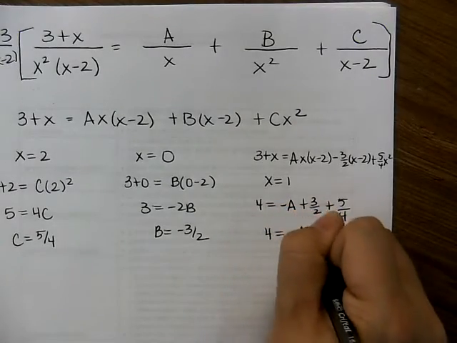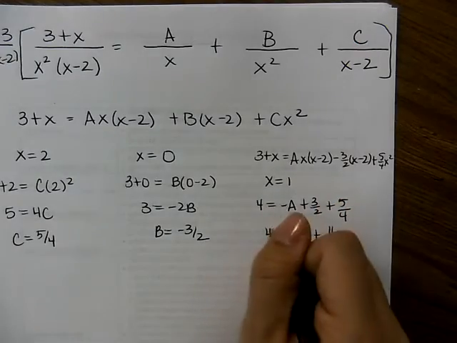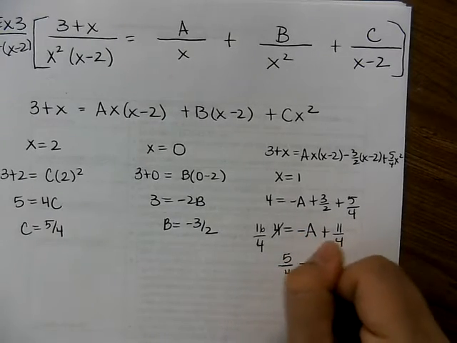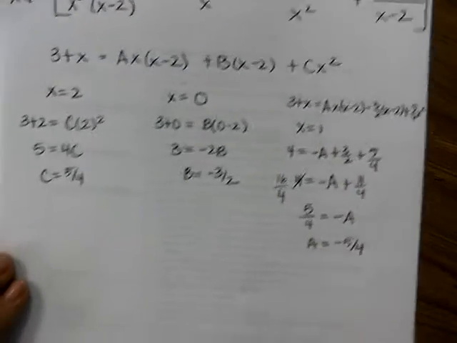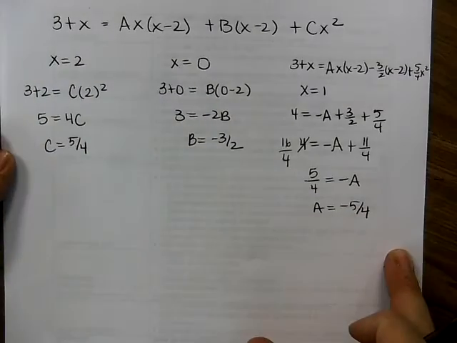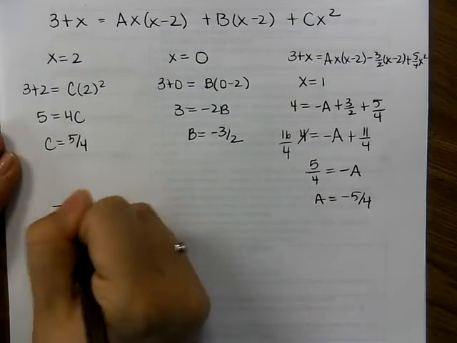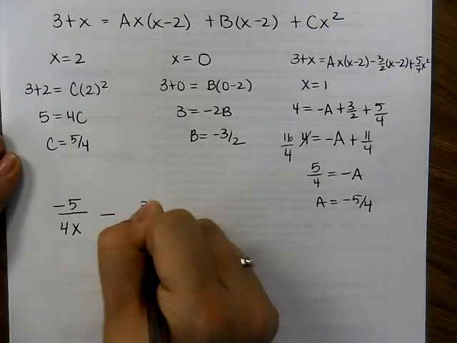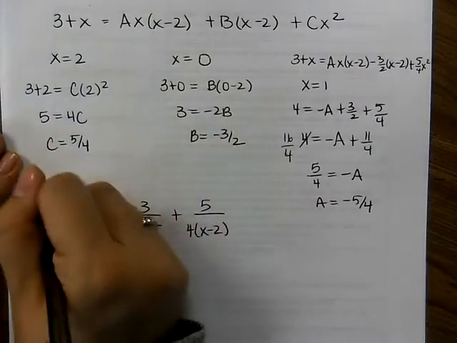So this simplifies to 3 halves is like 6/4, so plus 11/4. 4 is 16 over 4. If I subtract the 11 over 4, I get 5 over 4 equals negative A. So therefore, A equals negative 5/4. Did you get all that? Okay, so now we got to plug it in, right? And all of these denominators just go into the denominator. Okay? So my A is a negative 5 over 4x, minus 3 over 2x squared, plus 5 over 4 times the quantity x minus 2.